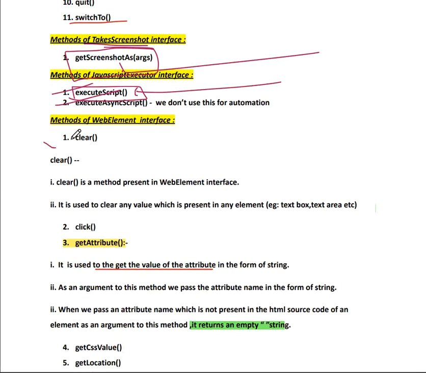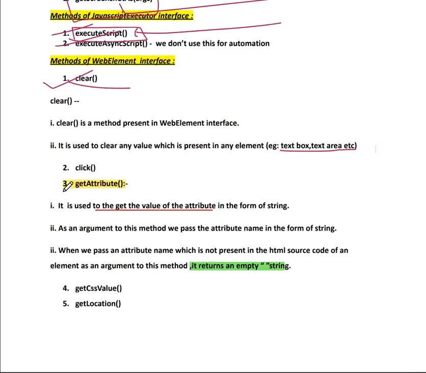Now we will see the methods of the WebElement interface. So the first method is clear. You all know clear is used to clear any text from the text box area. So how do we give the answer about the clear method? Clear is a method present in the WebElement interface. It is used to clear any value which is present in any element like a text box or text area.